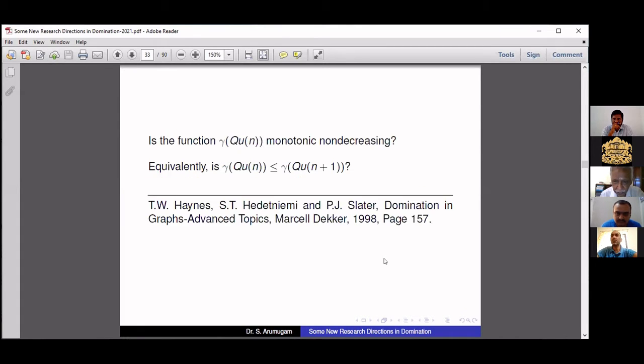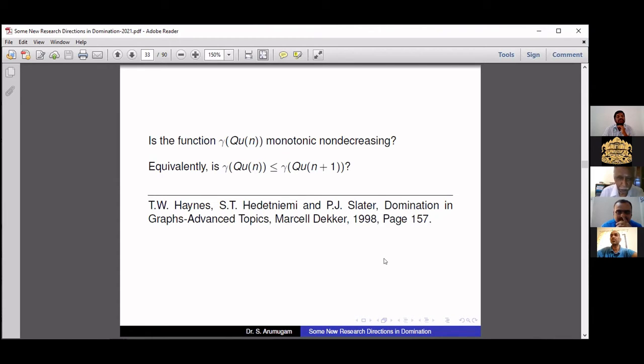So the question is: is gamma Q-U-N monotonic increasing or not? What do you think? When the chessboard becomes large, the number of queens is expected to be large. Is that right? Is it obvious that yes, gamma Q-U-N is less than or equal to gamma Q-U-N plus 1? Yes, we expect that. But surprisingly, this problem remains unsolved for the past 150 years. No one is able to prove that gamma qn is a monotonic increasing function.